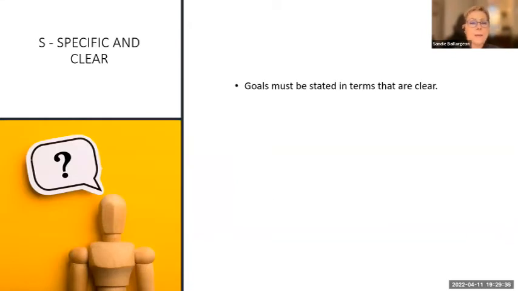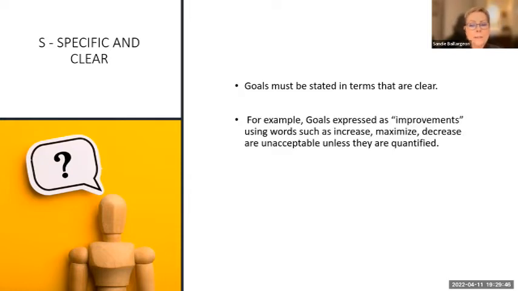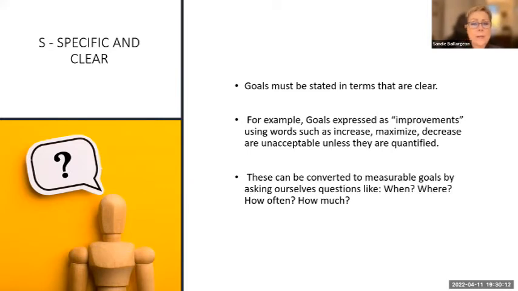They need to be very specific and clear. So they can't be a wish list, for example. You need to be very specific on what you're trying to achieve and how you're going to achieve it. For example, goals expressed as improvements using words such as increase, maximize, decrease are unacceptable because they're not quantifiable, and they're more like a wish list. I want to improve my revenue. I want to increase my revenue. Well, how much do you want to increase your revenue? And then what action items, steps are you going to take in order to do that?